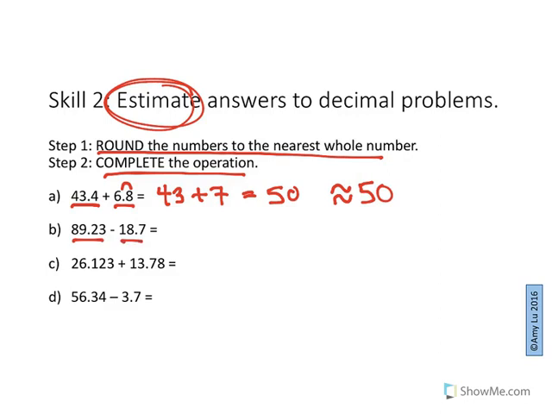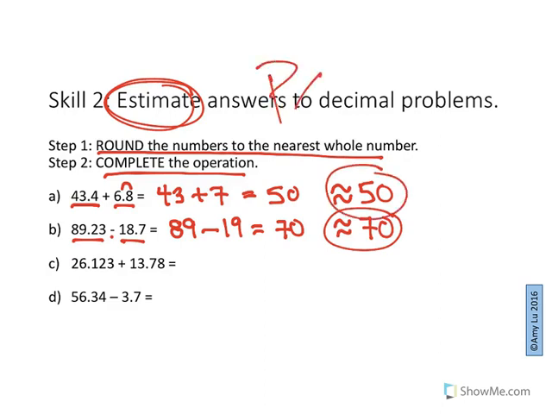In B, 89.23 to the nearest whole number. Is that closer to 89 or is it closer to 90? Well, it's closer to 89. Then I have to subtract 18.7. Is that closer to 18 or is that closer to 19? Well, the 7 makes it go up to 19. So 89 minus 19 is 70. So the answer to 89.23 minus 18.7 is approximately 70. So at this time, pause and try to do C and D.